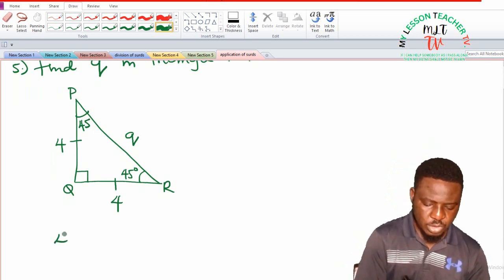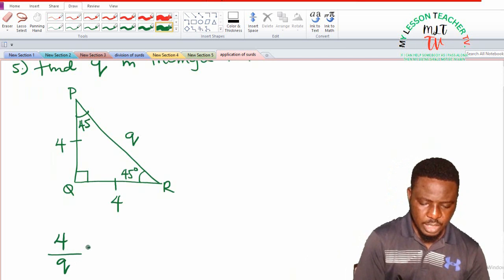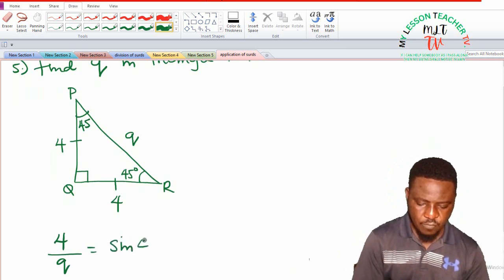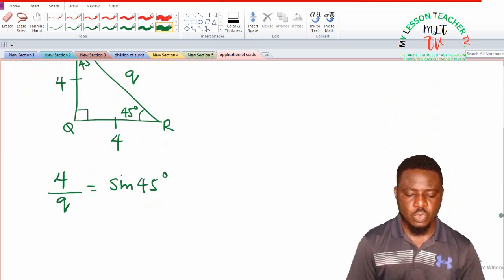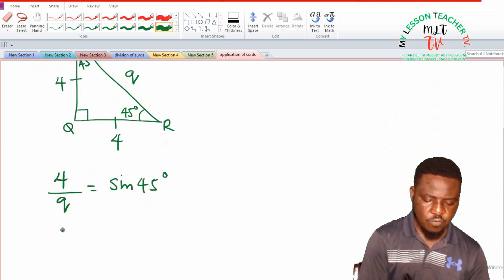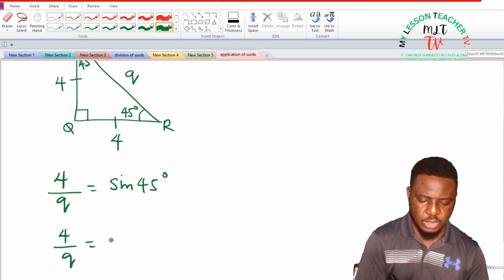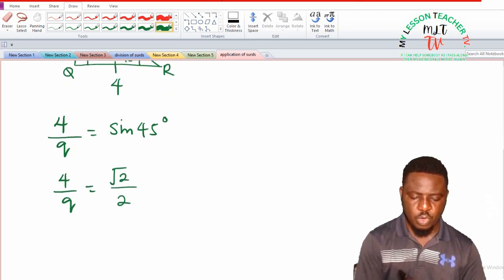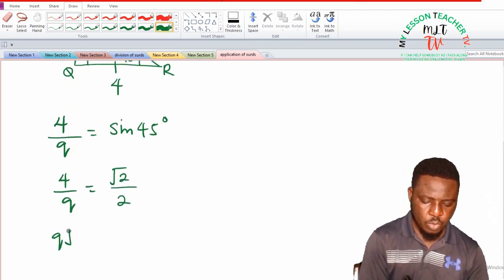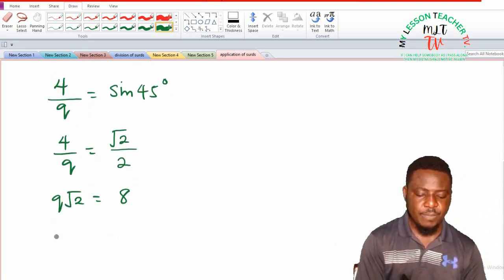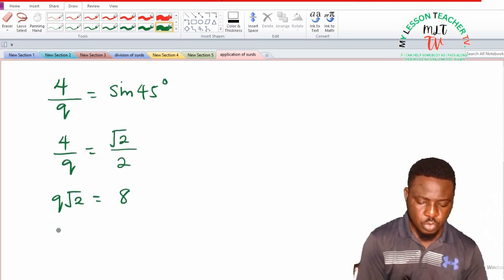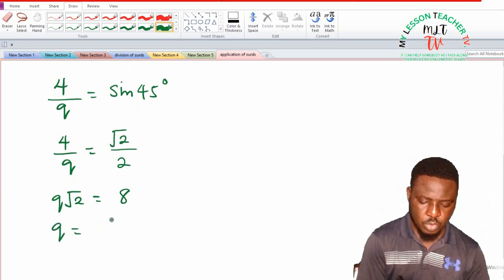So this becomes opposite, which is 4, over Q is equal to sine 45 degrees. And we said sine 45 degrees is root 2 over 2. So 4 divided by Q is equal to root 2 over 2. And when you cross multiply, you have Q root 2 is equal to 8. And dividing both sides by root 2, you have Q equal to 8 divided by root 2.